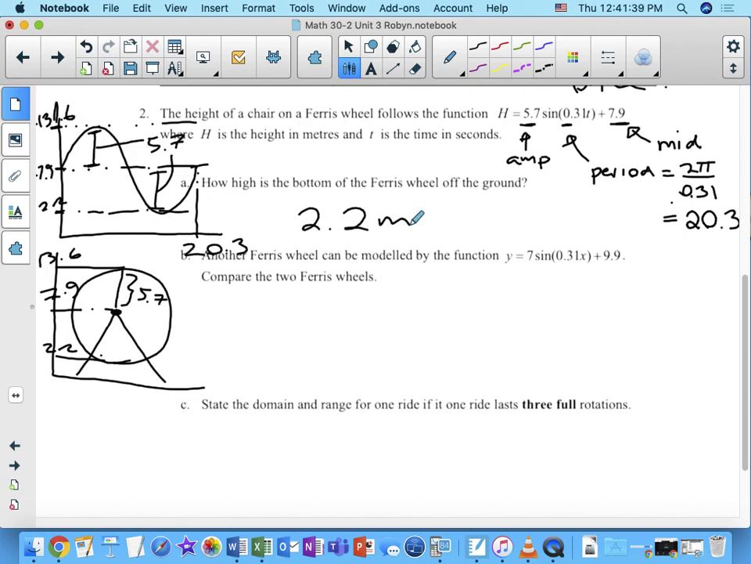Another Ferris wheel can be modeled by the function y equals 7 sine 0.31x plus 9.9. Compare the two Ferris wheels. So I talked a little bit about comparison in a question that we did yesterday. If we're doing a comparison, what are the things that we should be speaking to? Comparison. For a sine function, let me add that bit in here.